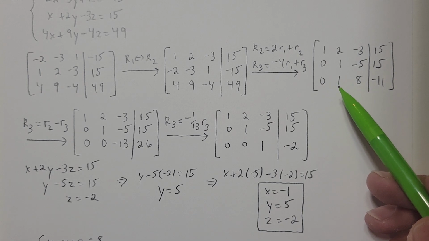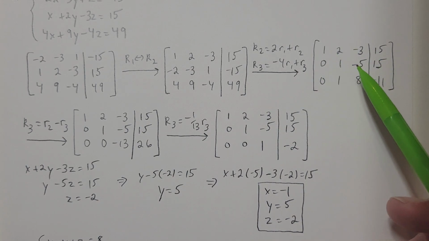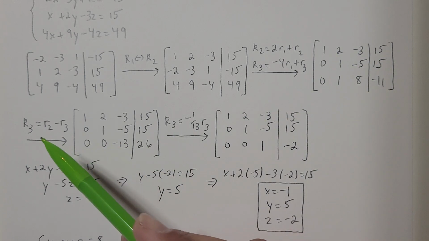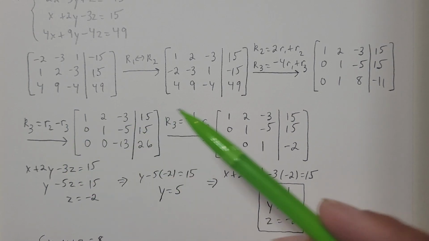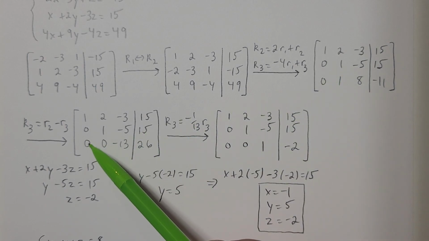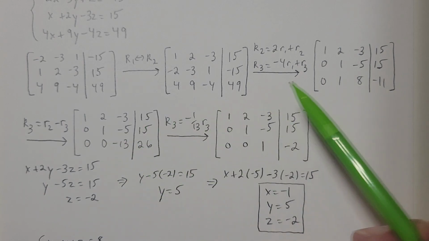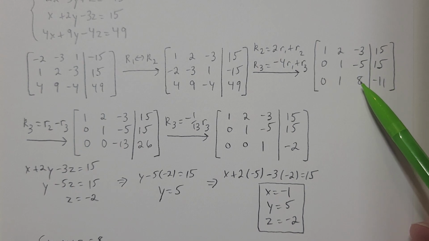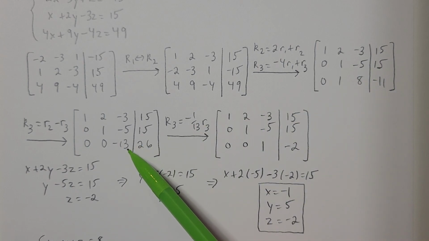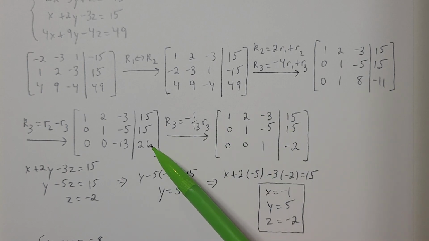So we need to take row 2 minus row 3. Rows 1 and 2 are going to stay the same. We're getting a new row 3. To get the new row 3, take row 2 minus row 3. So 0 minus 0 is 0. 1 minus 1 is 0. Negative 5 minus 8 is negative 13. And then 15 minus negative 11 is 26.